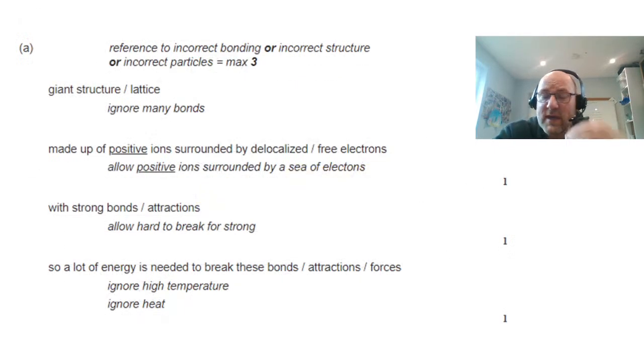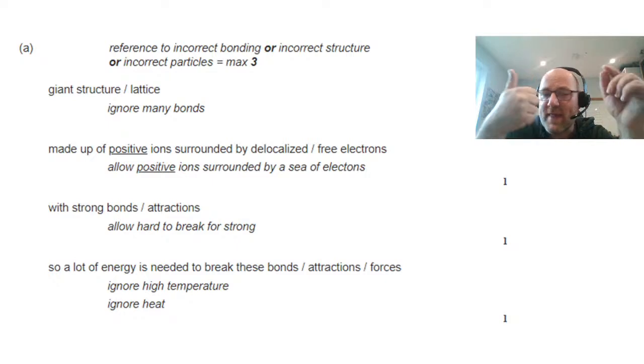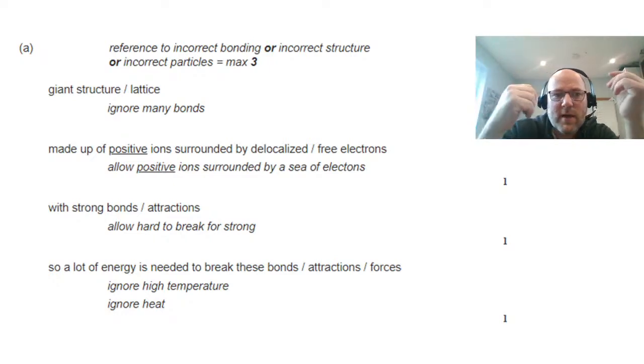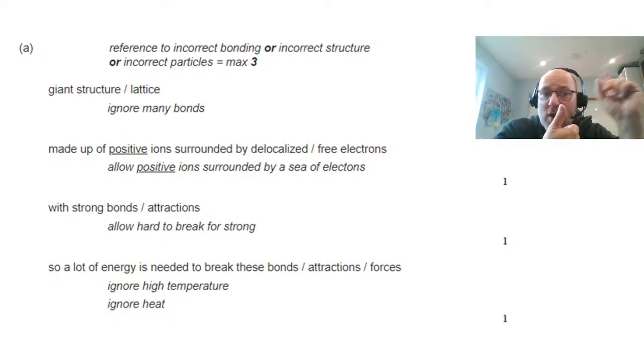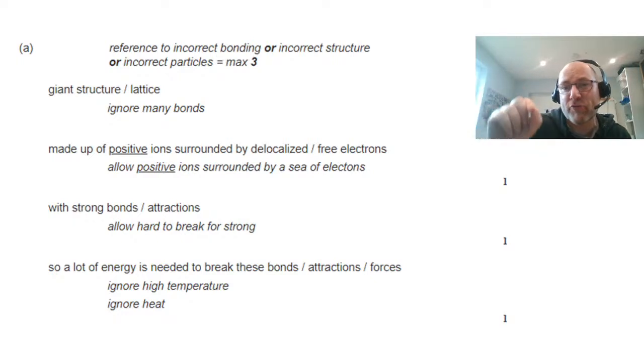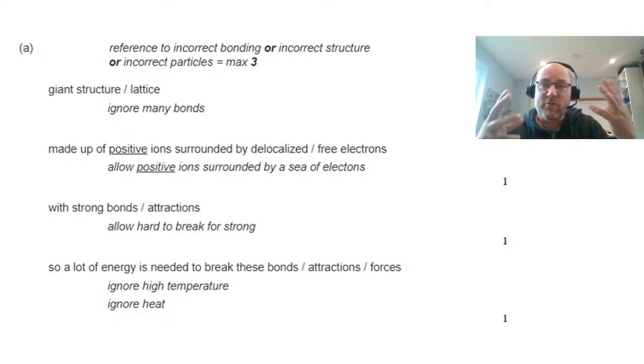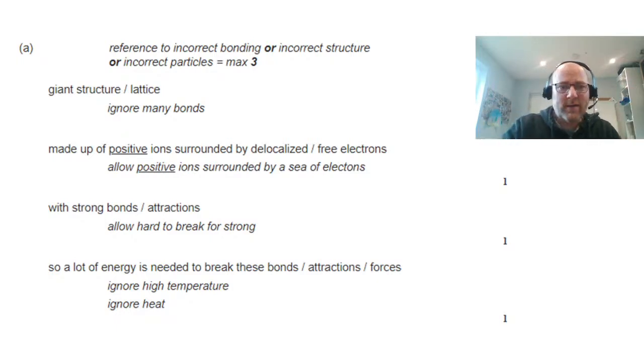Here is the mark scheme from the exam board. Giant structure, 1 mark. Made of positive ions and free electrons, and they've given the definition for the second mark. Then strong bonds, lots of energy needed to break. Do you see I could have got 3 out of 4 here by just saying giant structure, hitting them with the strong bonds, lots of energy needed to break? 3 out of 4. That's a level 9 on that question.